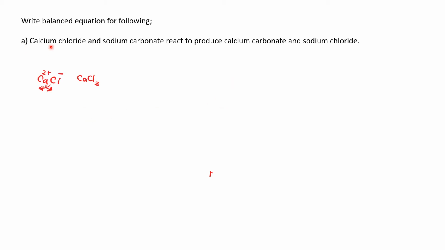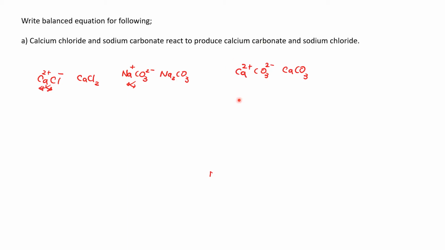Let's take calcium chloride. Calcium makes a 2+ cation and chlorine makes a -1 anion. So we do the crossover method and this is calcium chloride. Sodium carbonate: sodium makes +1 ions and then carbonate. This is a polyatomic anion. It has a 2- charge. So we do the crossover method and Na2CO3 is your sodium carbonate.